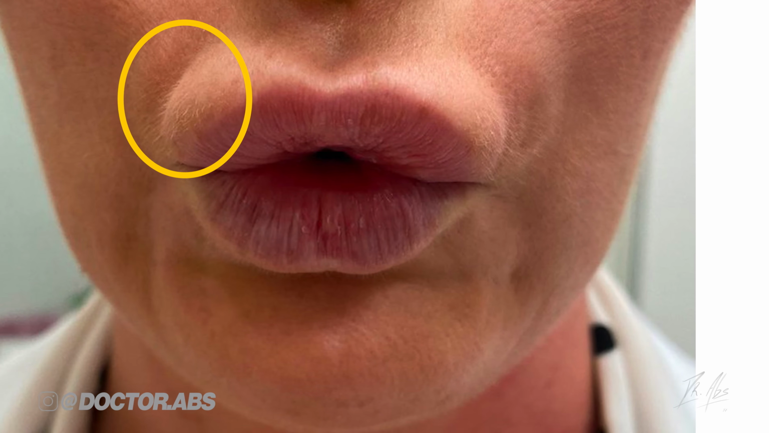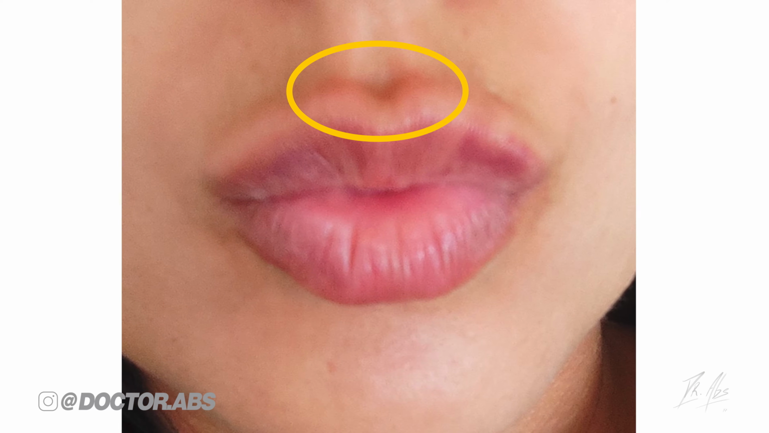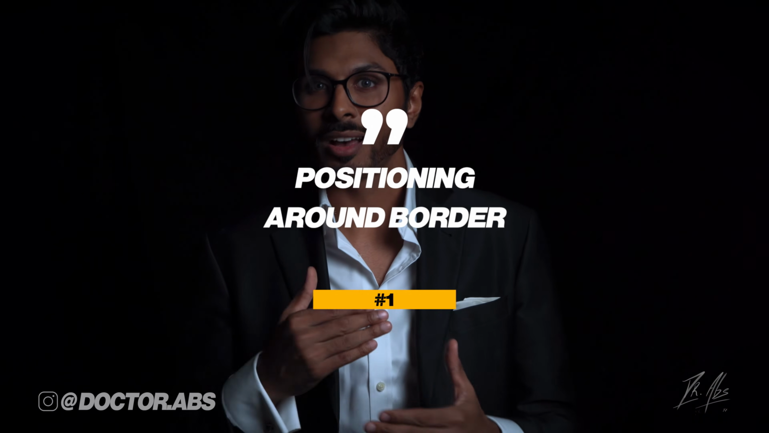Each filler migration is completely unique. There's no universal answer as to their cause, and no one knows with 100% certainty exactly why it happens. Different opinions can be right at the same time. Number one, positioning the filler on the wrong side of the border.